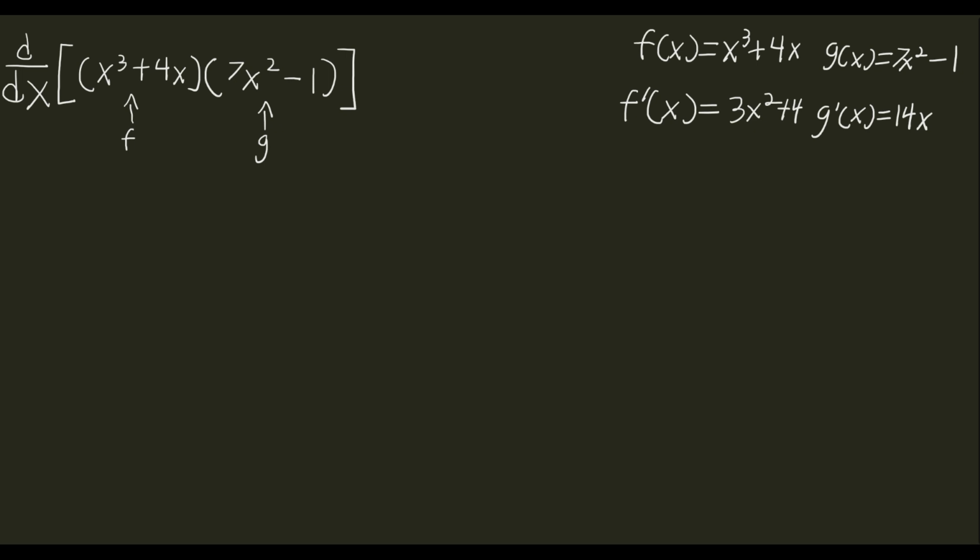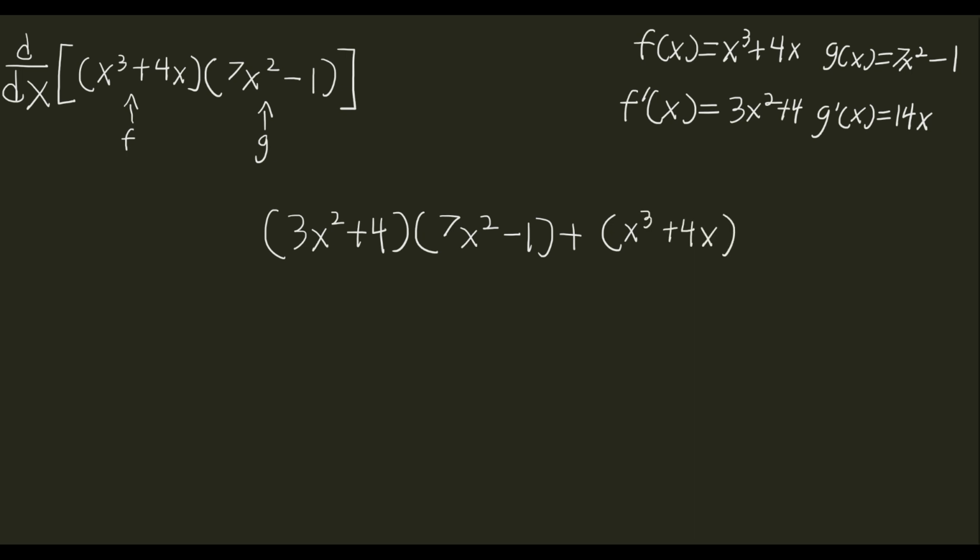Now that we have a constant in g of x, the derivative of that would just be 0. The derivative of any constant is 0, remember that. Plugging this information into the product rule formula, it would be 3x squared plus 4 times 7x squared minus 1, plus x cubed plus 4x times 14x.